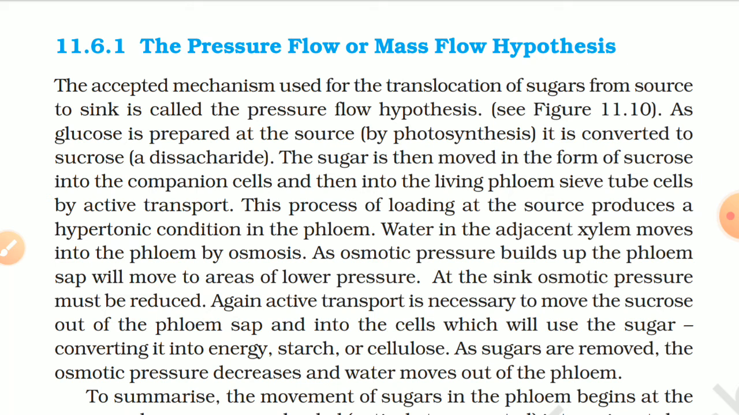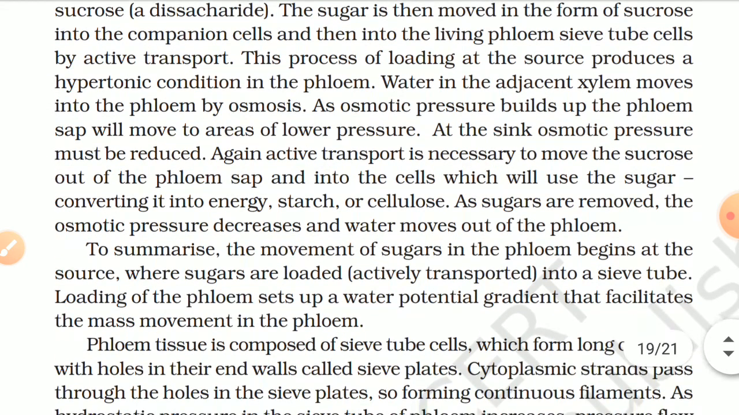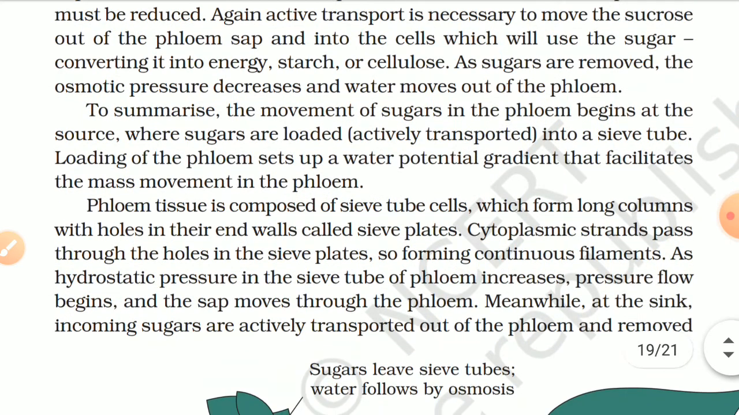Water in the adjacent xylem moves into the phloem by osmosis. As osmotic pressure builds up, the phloem sap will move to areas of lower pressure. At the sink, osmotic pressure must be reduced. Again, active transport is necessary to move the sucrose out of the phloem sap into the cell which will use the sugar, converting it into energy, starch, or cellulose. As sugars are moved, the osmotic pressure decreases and water moves out of the phloem.